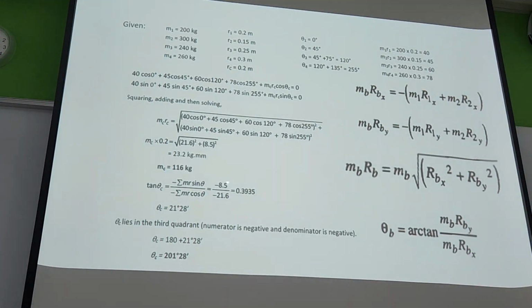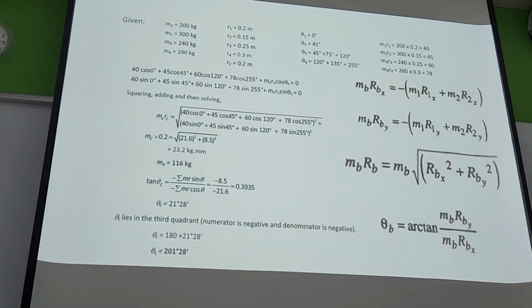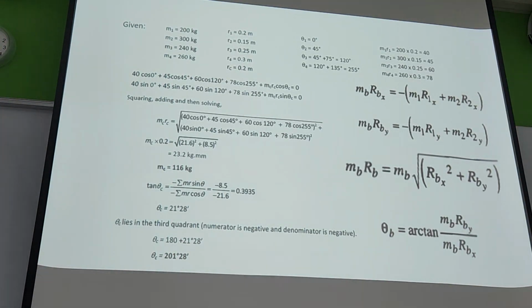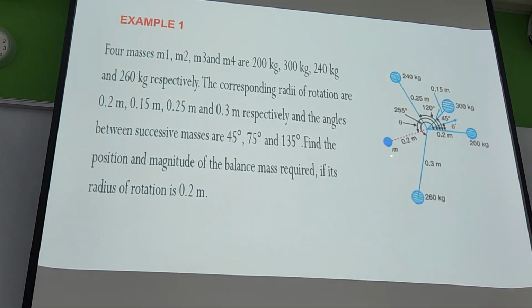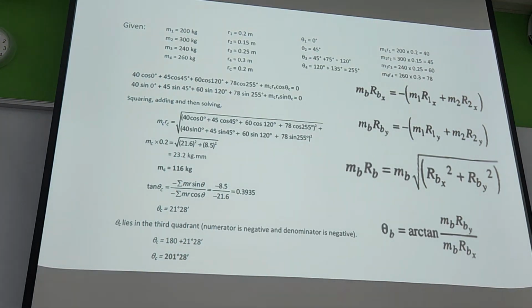Okay, then the orientation of this you can take y component of mr sin theta over x component. So that gives you the orientation is 21 degrees 28 minutes. Okay, so the angle, as you can see from the previous one here, this is theta c. So this is your counterbalancing mass. So this angle should be now 180 plus this. So the total angle is 201.28 degrees.